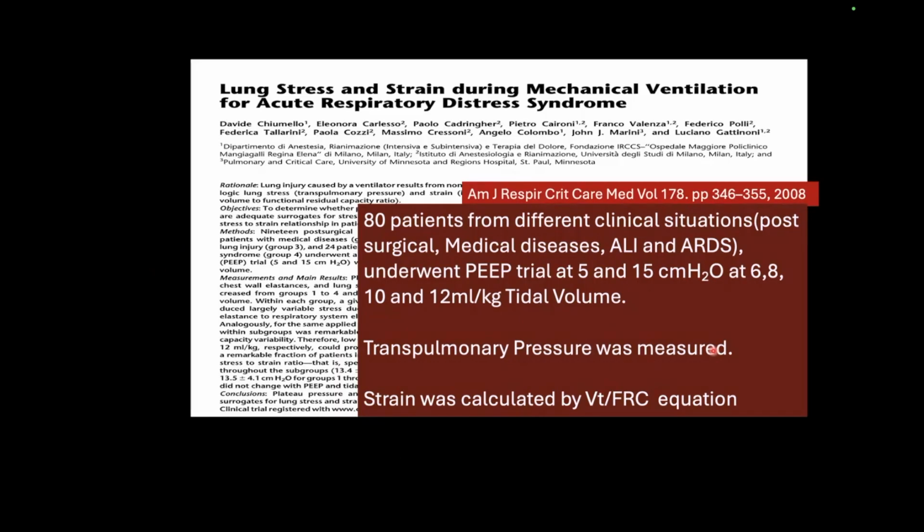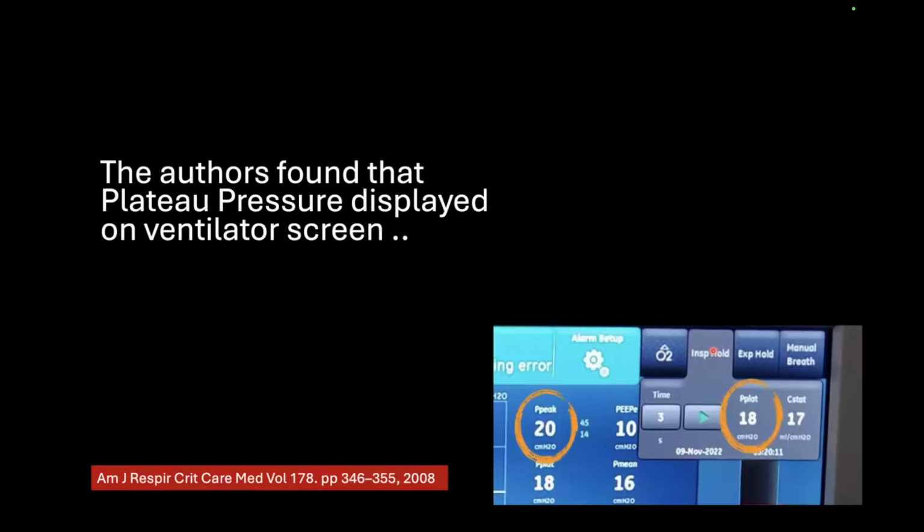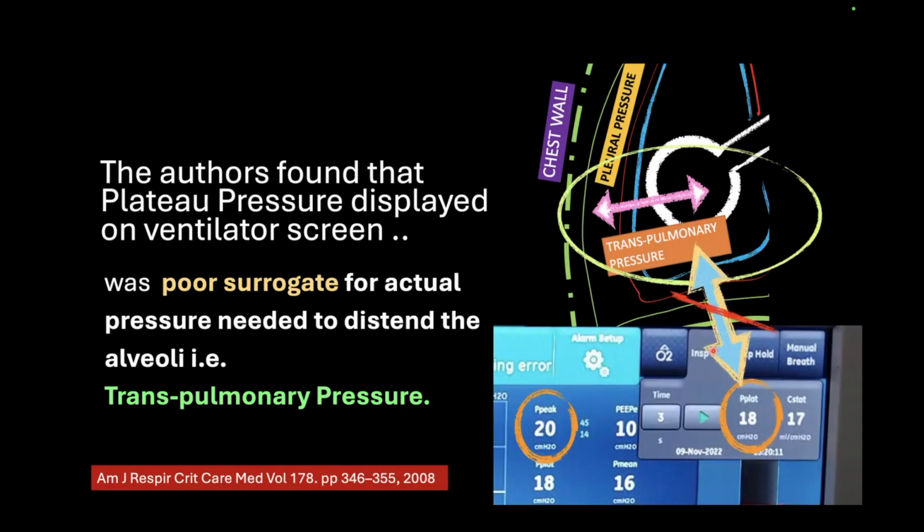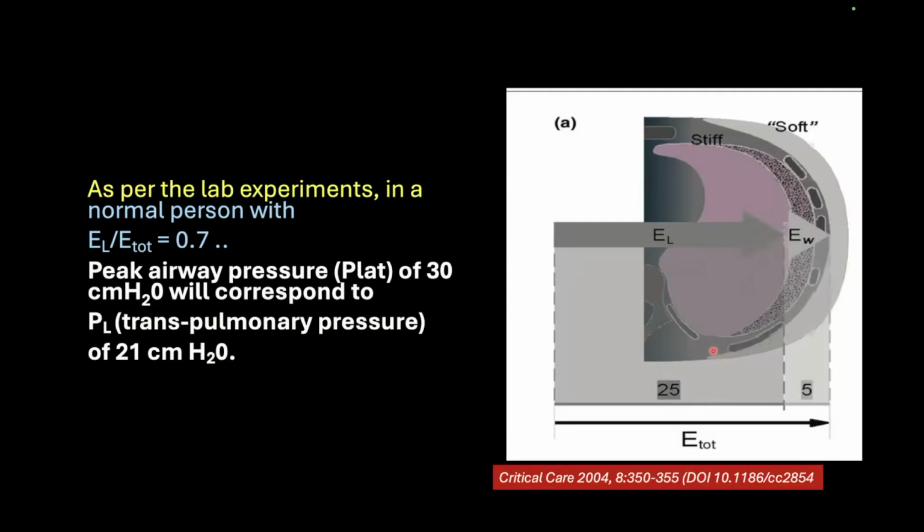This was a landmark study published in 2008 by Talmor et al. on 80 patients of ARDS, where they showed that the airway pressure displayed on the ventilator screen does not correlate with the transpulmonary pressure. For example, if you have a normal chest wall elastance, a normal person with a lung elastance to total elastance ratio of 0.7, and a plateau pressure of 30 centimeters displayed on the ventilator screen, then 25 centimeters out of that 30 is used up in opening the lungs, and only 5 centimeters is used to elevate the chest wall.